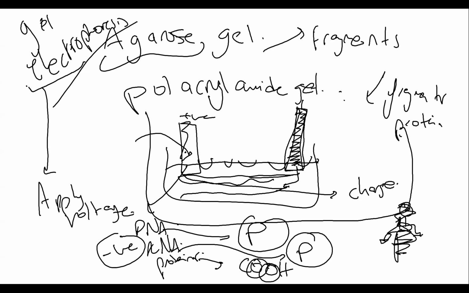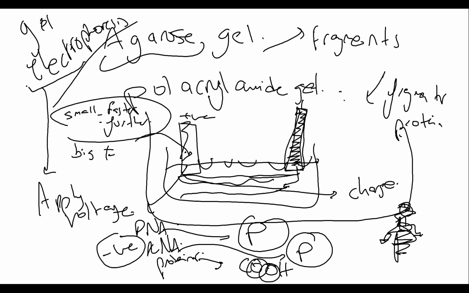So now the separation, how does it happen? Smaller molecules move through the gel matrix more easily and travel further than larger molecules. So smaller molecules are faster and go further. Why? However, big ones are the opposite.